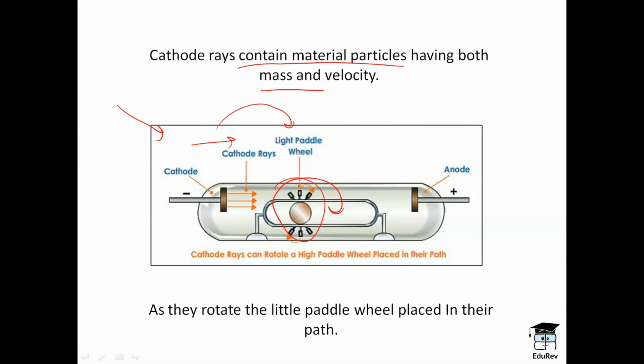And we came to the conclusion that the cathode rays that are striking on this light paddle wheel contained some particles which are having both mass and velocity. That's why this wheel is rotated. If there were no mass and velocity in the cathode rays, no rotation would have been there of this light paddle wheel. This led to the conclusion that the rays are not simply rays, but are having some particles which were later called electrons.